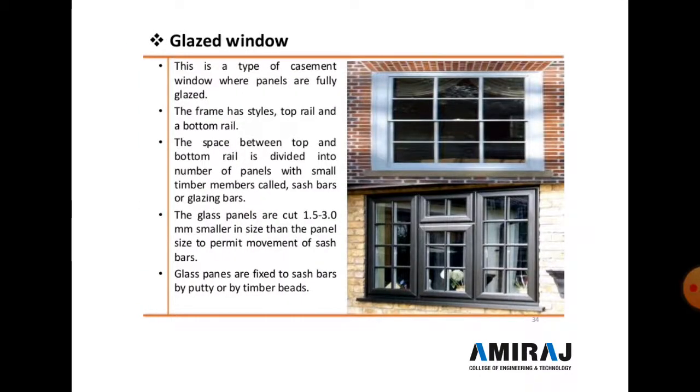Now the next type of window is a glazed window. This is a type of casement window where the panels are fully glazed, and the frame has a style, top rail and bottom rail. The space between the top and bottom rail is divided into a number of panels with small timber members called sash bars, or glazing bars. The glass panels are cut 1.5 to 3 mm smaller in size than the panel size to permit movement of the sash bar. The glass panels are fixed to the sash bar by putty or by timber beads.